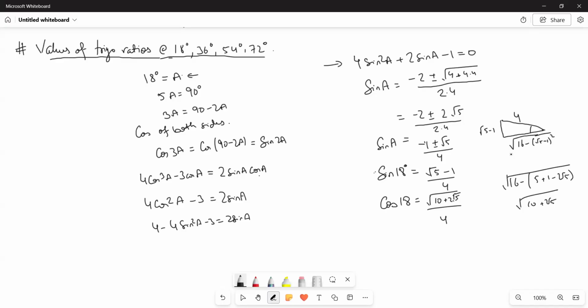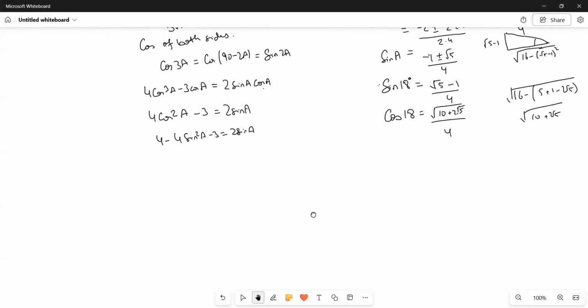वही तो ट्रायंगल मेथड होता है. ट्रायंगल मेथड में अपने एग्जैक्टली वही तो चीज करते हैं. ठीक है. Okay, so now this was 18 degrees. Now let's proceed for 36 degrees.